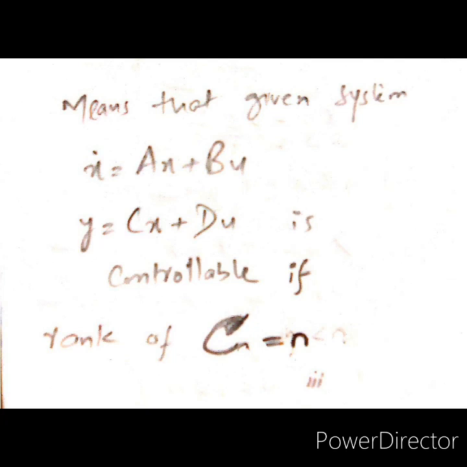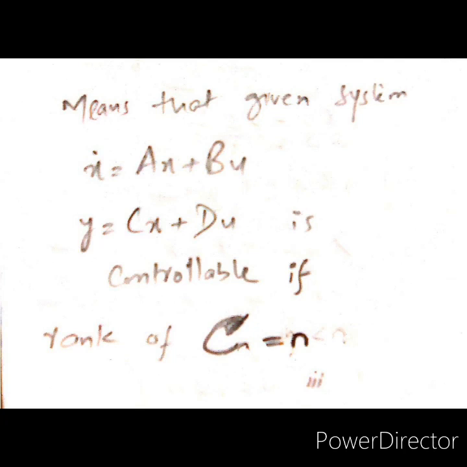Controllability means that with the help of the state variables, we are able to bring the state variable values to the desired or required value. In some sense we can say that we can control the values of the state variables. We can control the output. That is possible only when the system is controllable.